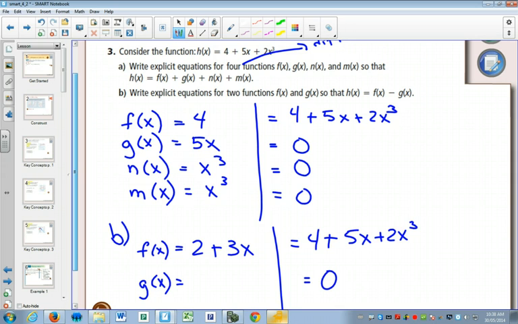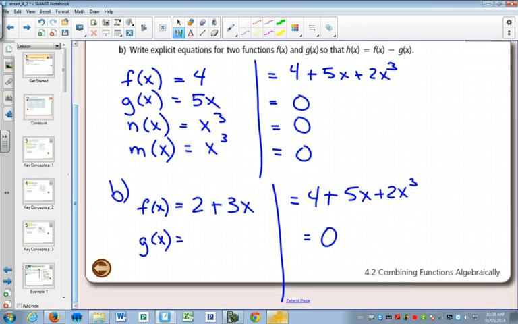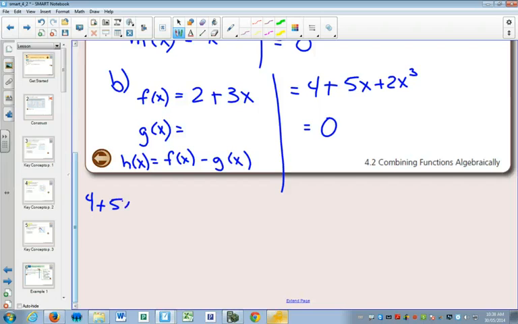So if h of x is f of x minus g of x, and you have f of x already, how would you go about figuring this out? Because this is a better question than the one that's asked here. So we know h of x is f of x minus g of x. We know that h of x was 4 plus 5x plus 2x cubed. And we're now told that f of x is 2 plus 3x. And you want to figure out what g of x is. You might be able to visually think it through, but you can also use algebra. What do we want to solve for? We want to solve for and figure out what g of x is.